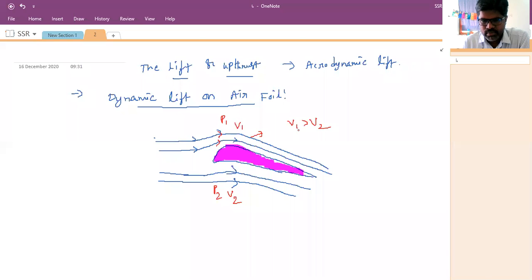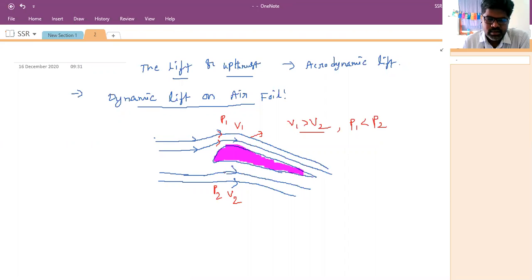So that it has to travel the largest path, V1 should be greater than V2. Then when V1 is greater than V2, the pressure P1 will be less than P2 according to Bernoulli's principle. The pressure will be less at the topmost point compared to the bottommost point.